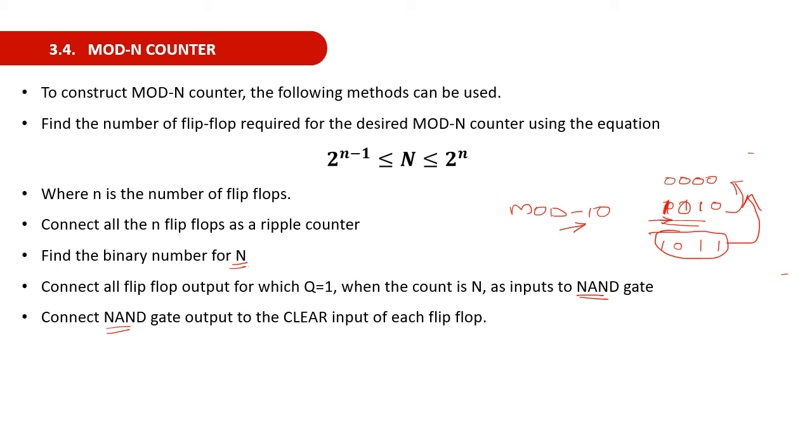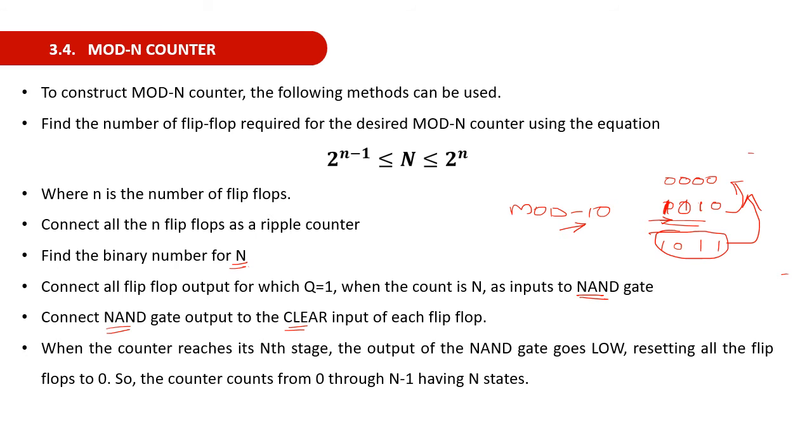So the output of the NAND gate is given to the clear input, because the clear input is a low signal triggered terminal. And when the low signal is applied to the clear pin, all the flip-flops' outputs get reset. That means all the states become 0.